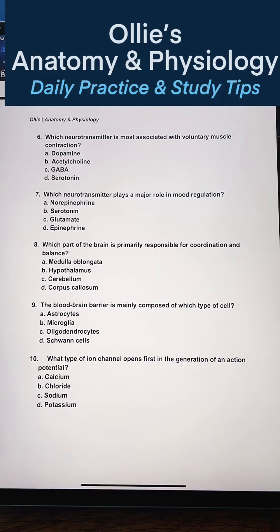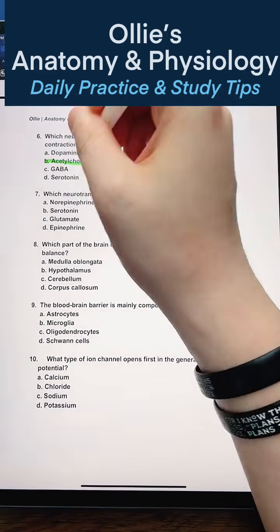Number 6, which neurotransmitter is most associated with voluntary muscle contraction? The answer is B. It's acetylcholine.